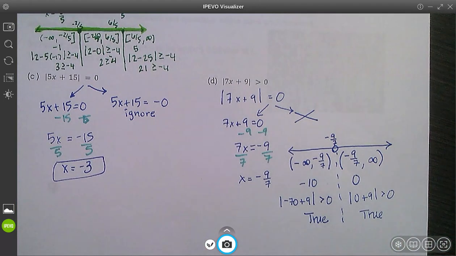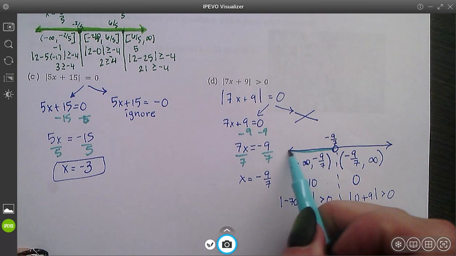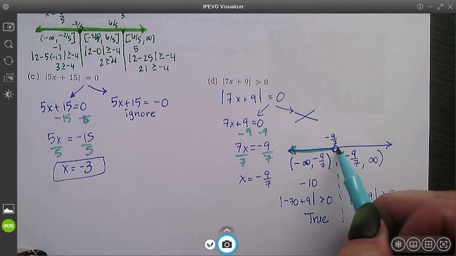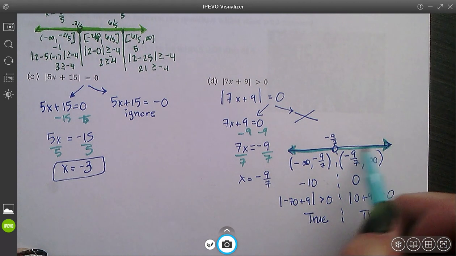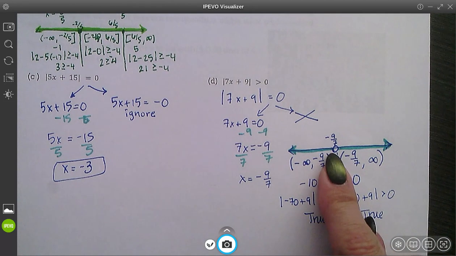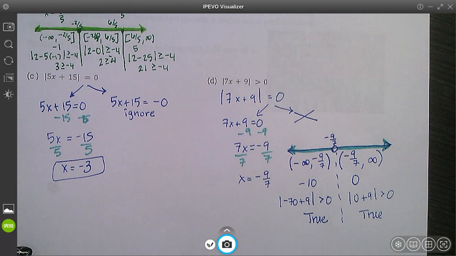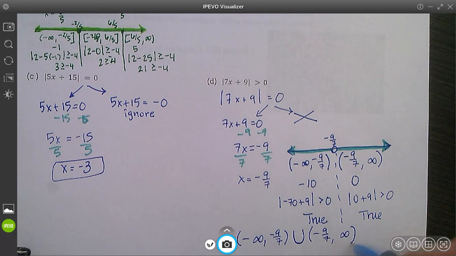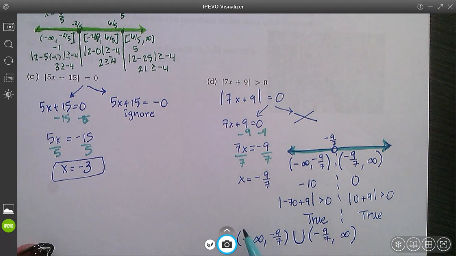So I have this interval up here that goes from negative infinity to negative 9/7, and I have this interval here that goes from negative 9/7 to infinity. But negative 9/7 is an open circle. So my solution has to have those two intervals, but I have to skip over that value of negative 9/7 and give my answer as the union of these two intervals.